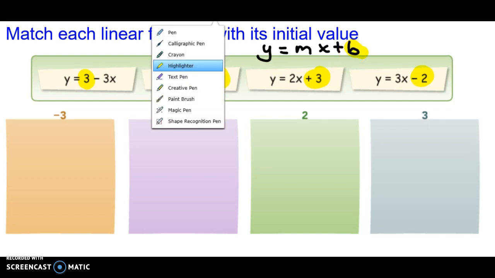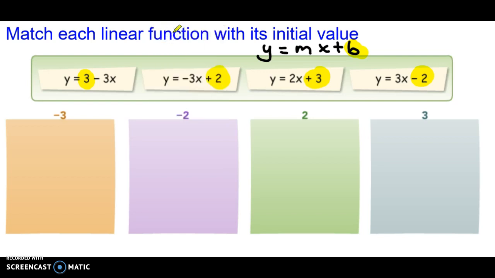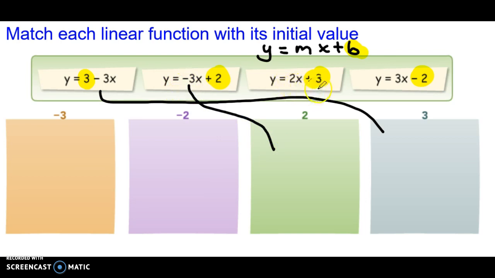So if I want to match each one with the value that it goes with, the first one would match up with the last portion here. So I'm just going to draw an arrow here. The second one would match up with positive 2, so it would go to the green. The third one is positive 3 as our initial value, so it would match here. And the last one, our initial value is negative 2, so it would match here.